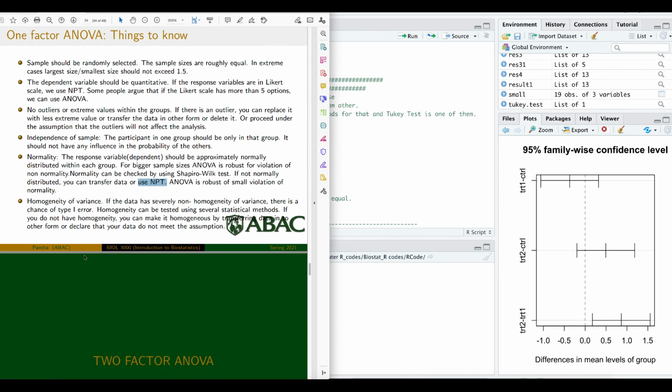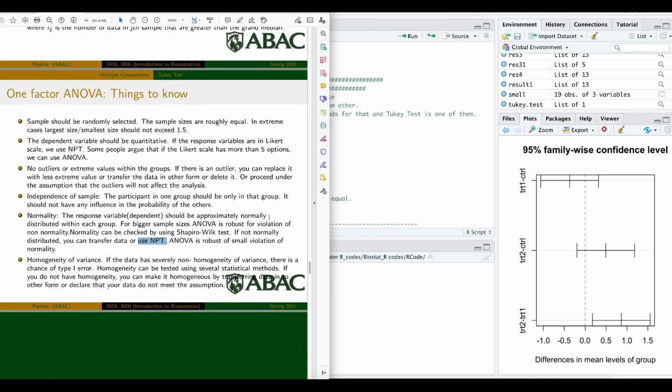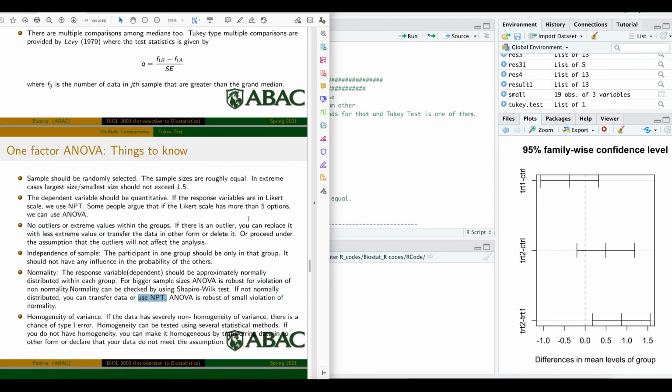Homogeneity of variance: if the data has severely non-homogeneous variance, there is a chance of type 1 error. Homogeneity can be tested using several statistical methods. We did Levene's test and Bartlett's test, right? If you do not have homogeneity, you can make it homogeneous by transforming the data into another form, or declare that your data do not meet the assumption. Okay, so this is the end of one-way ANOVA.